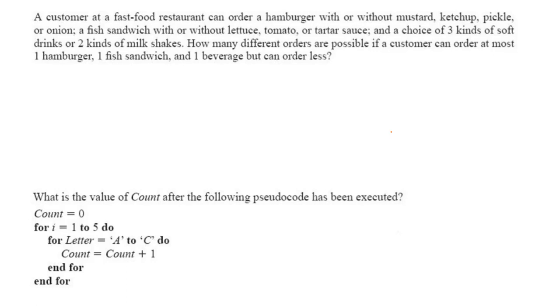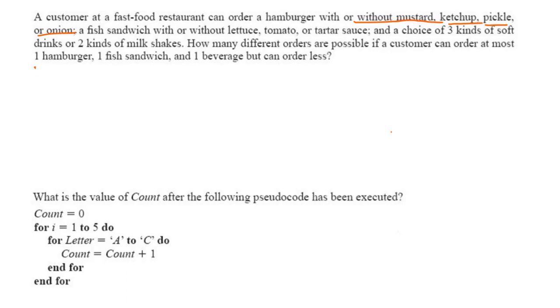Hello, in this video we're going to see more examples of counting. So let's see this example. It says a customer at a fast food restaurant can order a hamburger with or without mustard, ketchup, pickle, onion. So we have 4 choices here for the hamburger.